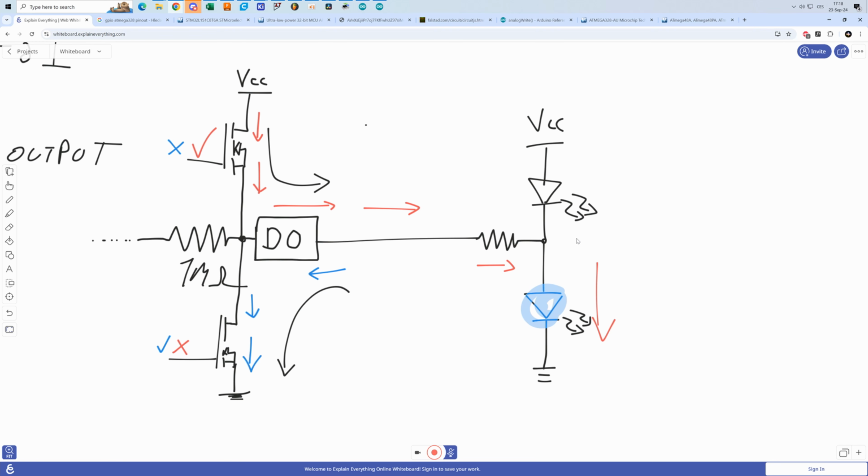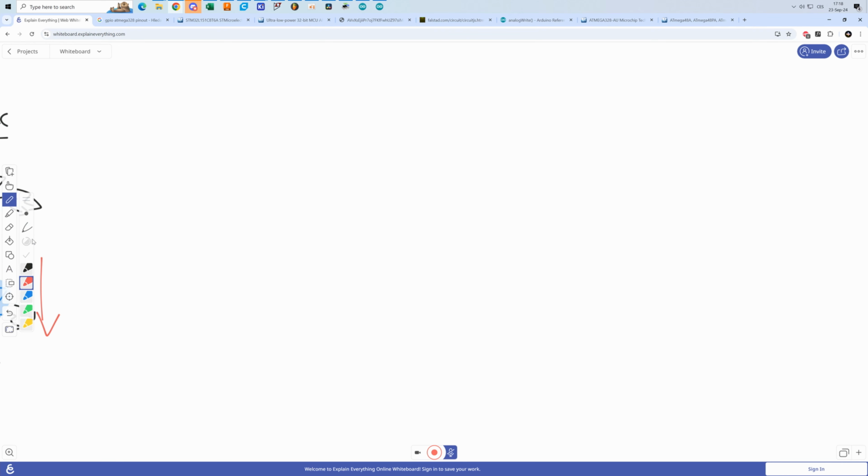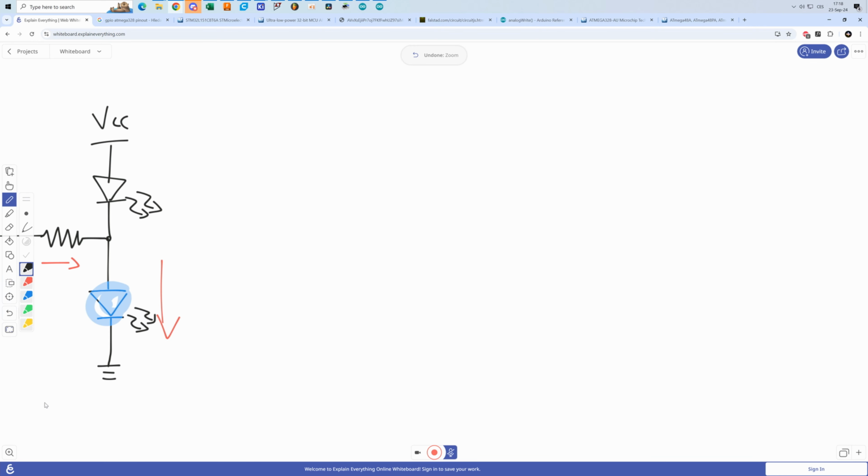So only one LED at a time is turned on. So let's have a look at a different configuration. This configuration is actually completely the same. Let me draw it the same way as I did before.